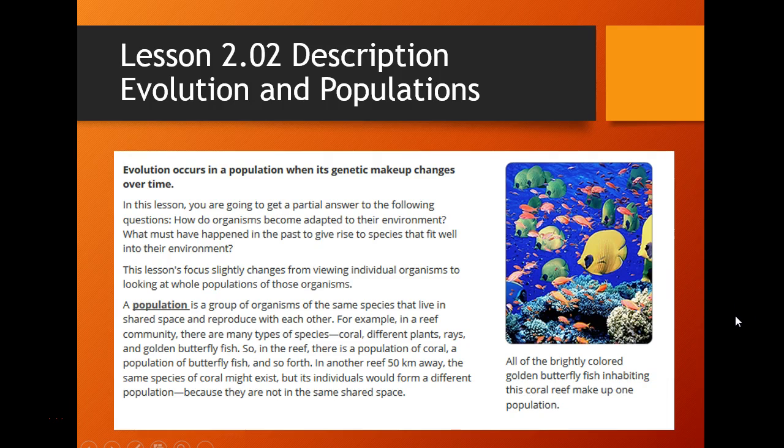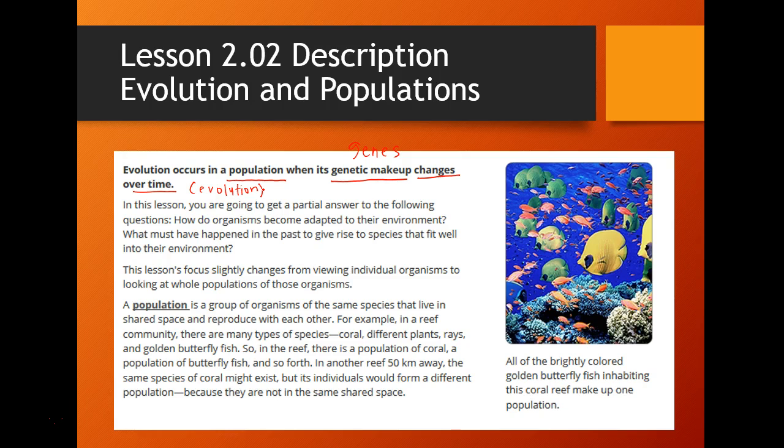So previously we talked about adaptations and how that was involved in evolution, and today we're going to look at how evolution occurs in populations. So right here it says evolution occurs in a population where its genetic makeup, or you could just think of this as genes, changes over time. And remember, a change over time, that's how we defined evolution. Okay, so we're looking at how a population's genetic makeup changes over time.